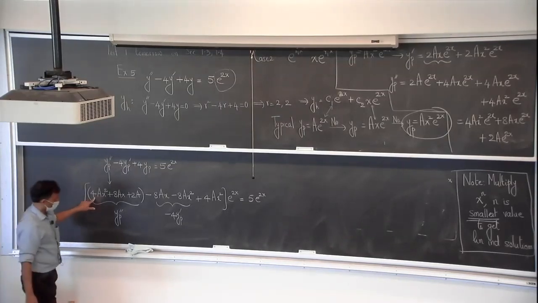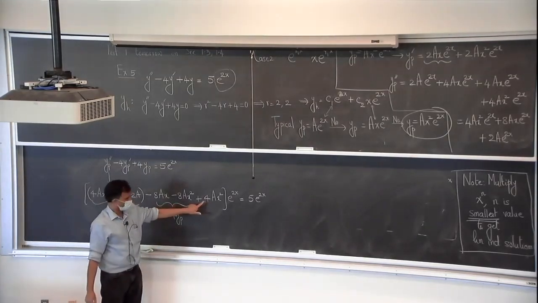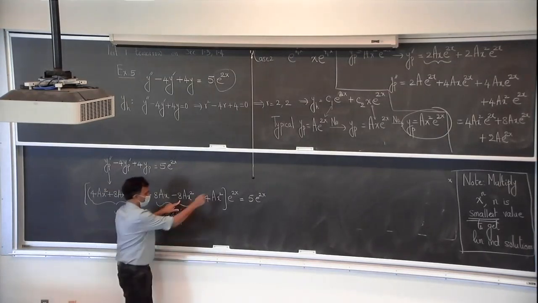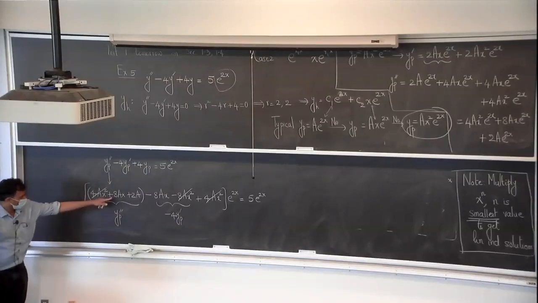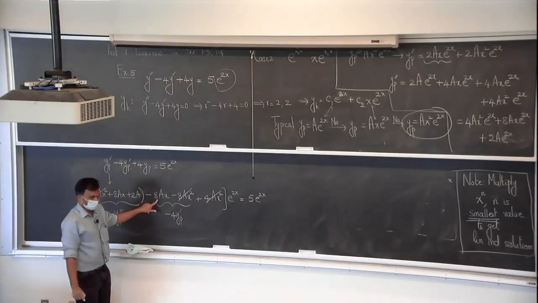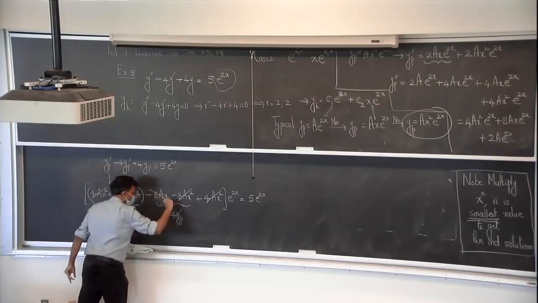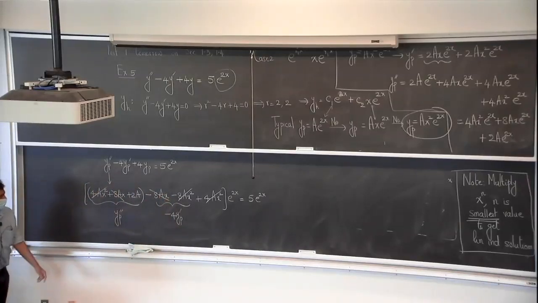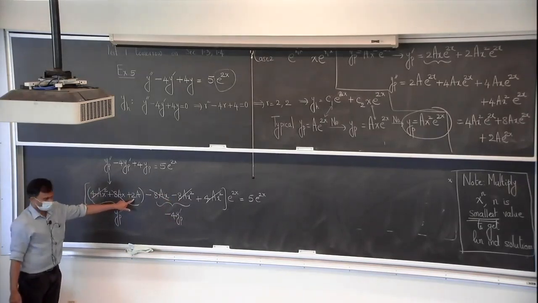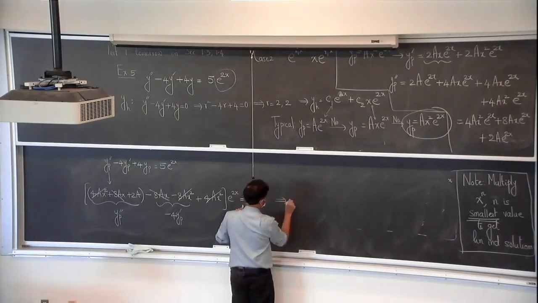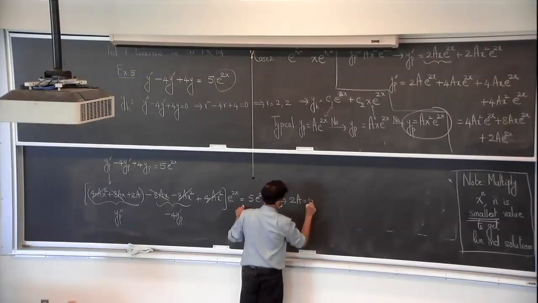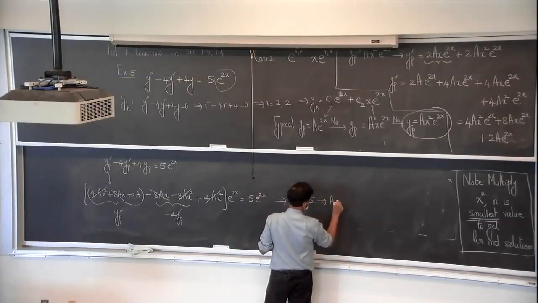So does my previous promise still hold true that the terms should cancel? You have a positive 4ax square here, positive 4ax square here, negative 8ax square here. Cancel, cancel, cancel. You have a positive 8ax here, negative 8ax here. Cancel, cancel. So there's only one poor term left behind here. That's going to be 2a equal to 5. So a is 5/2.